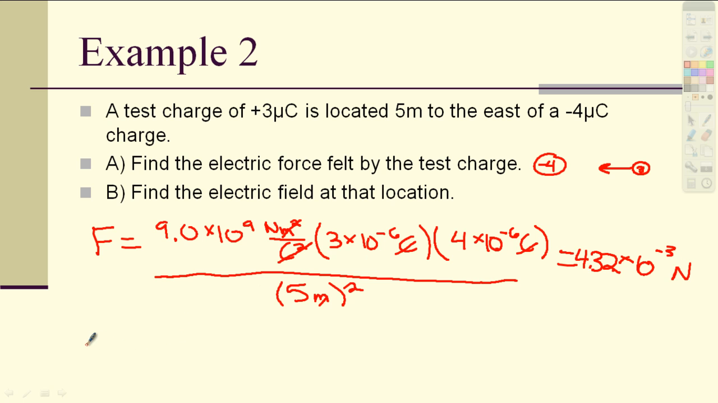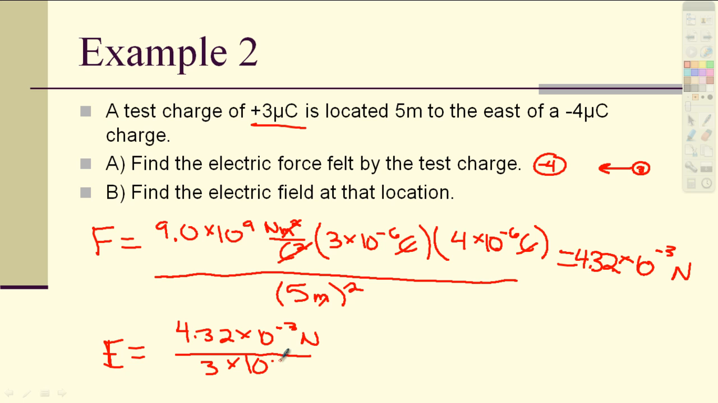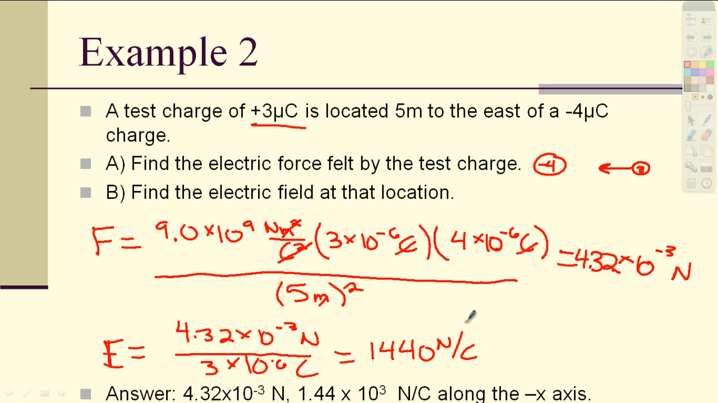B, find the electric field at that location. This is going to be easier. E equals F over Q, so our force is 4.32 times 10 to the minus 3 newtons divided by the positive test charge, 3 times 10 to the minus 6 coulombs. I'm going to get newtons per coulomb, which is good because that's what we want for our units. And you get 1440 newtons per coulomb.